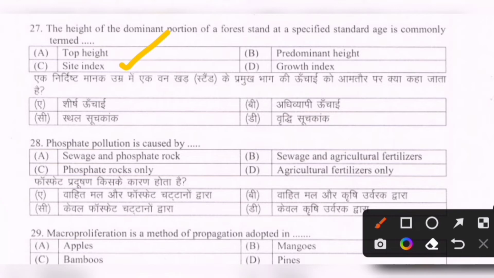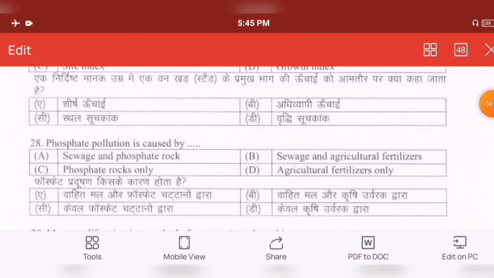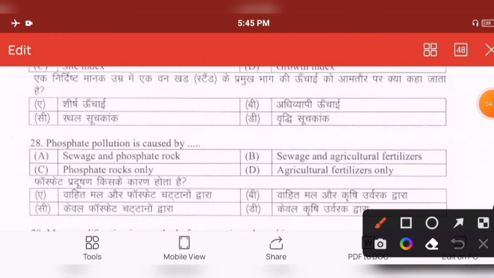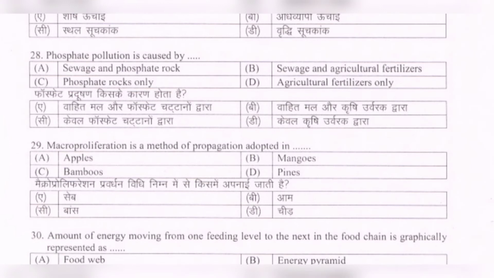Phosphate pollution is caused by. Options are sewage and phosphate rock, sewage and agricultural fertilizers, phosphate rocks only, agricultural fertilizers only. The correct option is second one, that is, sorry, sewage and agricultural fertilizers. So let's see the next question.